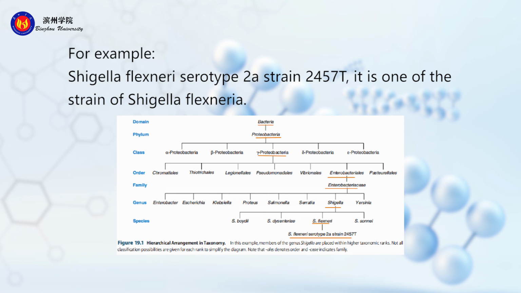Enterobacterales. This is the order level. Enterobacteriaceae. This is the family level. Shigella. This is the genus. And Shigella flexneri. This is the species. In this example, the strain is placed within higher taxonomic ranks.